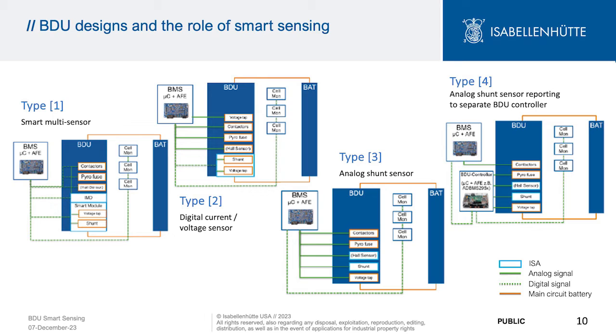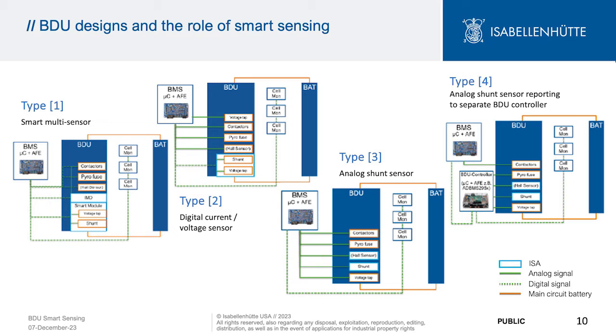The first type we see holds what we call a smart multi-sensor. So it holds a lot of the sensing functionality in the BDU. It would have an analog front end itself, so it would do the AD conversion in the module and send a digital signal to the battery management system. The second type would still hold a digital current and/or voltage sensor. So the AD conversion is still done in the sensing module and the digital signal is sent to the BMS, while other functions would communicate analog signals to the BMS.